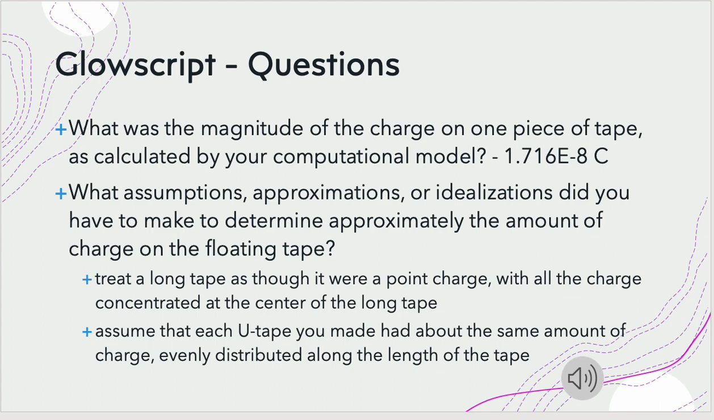Some of the questions from the GlowScript: what was the magnitude of the charge on one piece of tape as calculated by your computational model? This is found to be 1.716e-8 coulombs. What assumptions, approximations, or idealizations did you have to make to determine the amount of charge on the floating tape? We had to assume that the tape was a point charge with all the charge concentrated at the center of the tape, and assume that each tape had about the same amount of charge evenly distributed along the length of the tape.